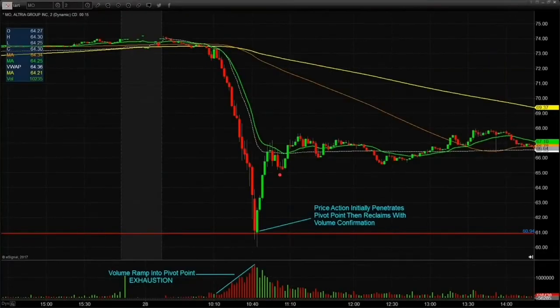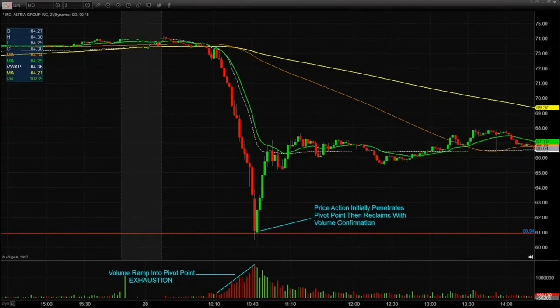I want to move into one more here that will tell you a couple things. There's a lot of things going on in this chart, but I want to show you a couple things of how you can use the volume profile to tell you multiple different things in one single trade.